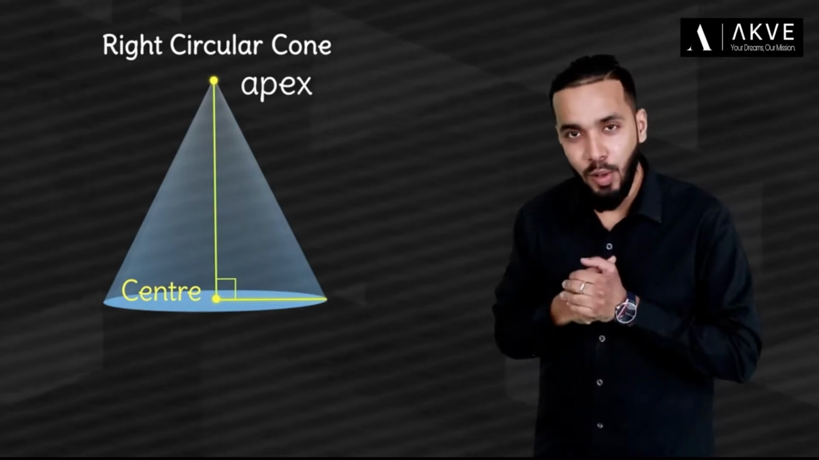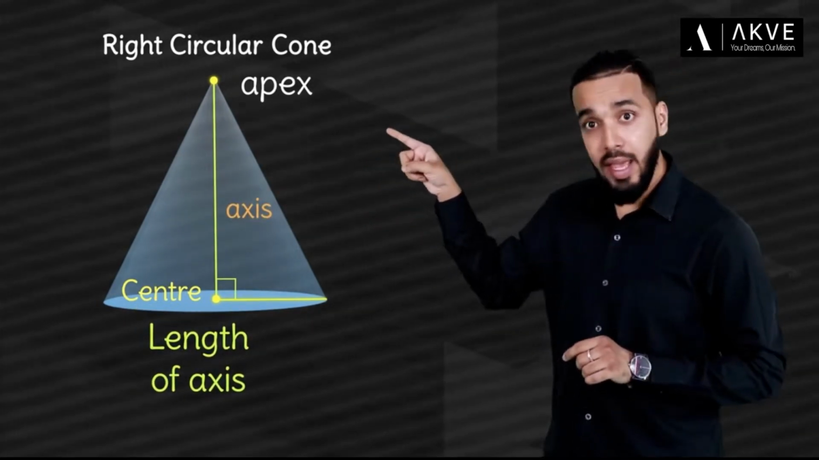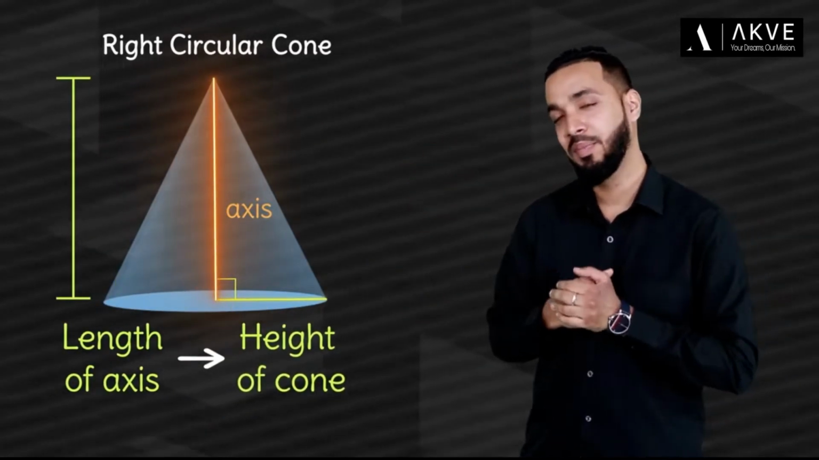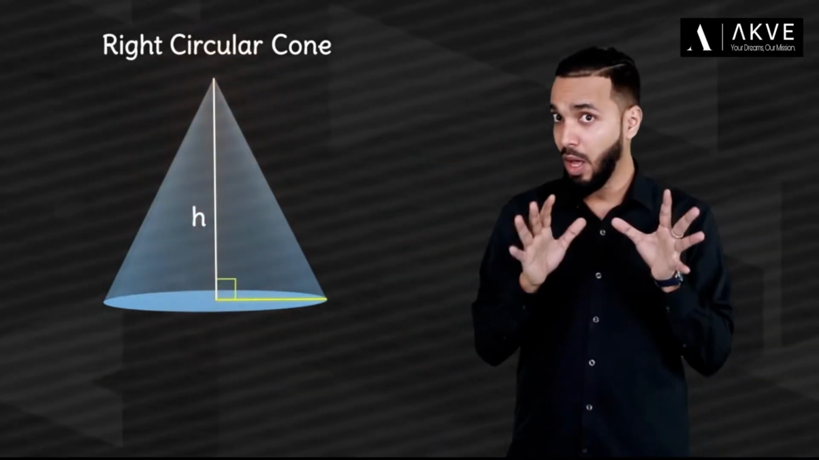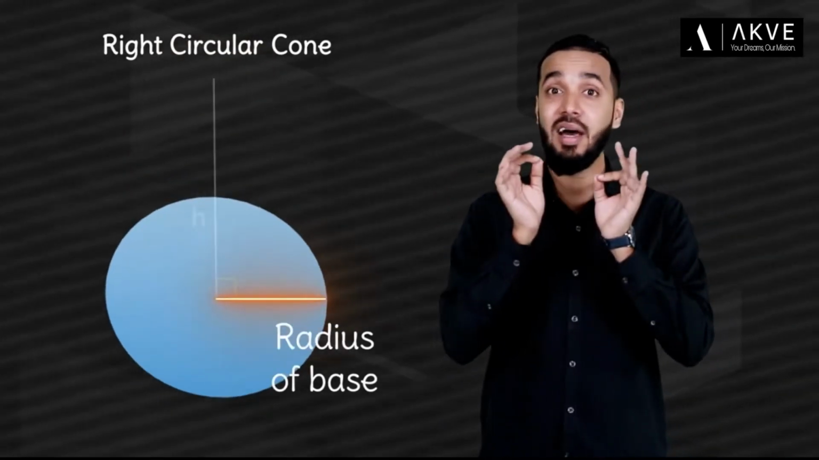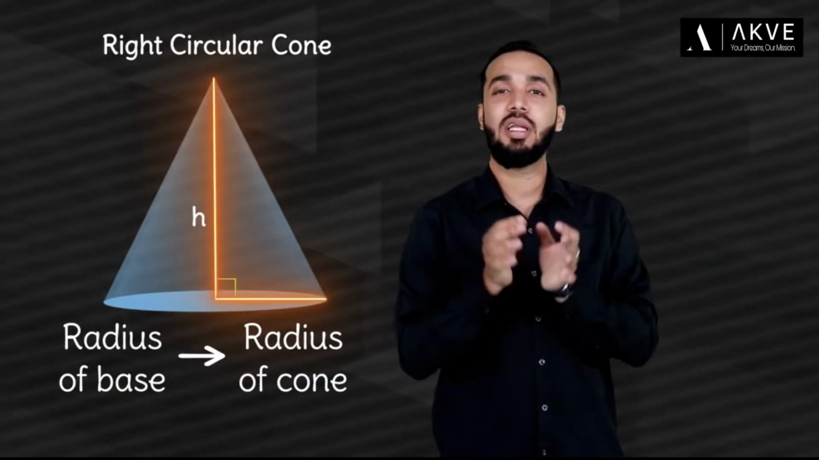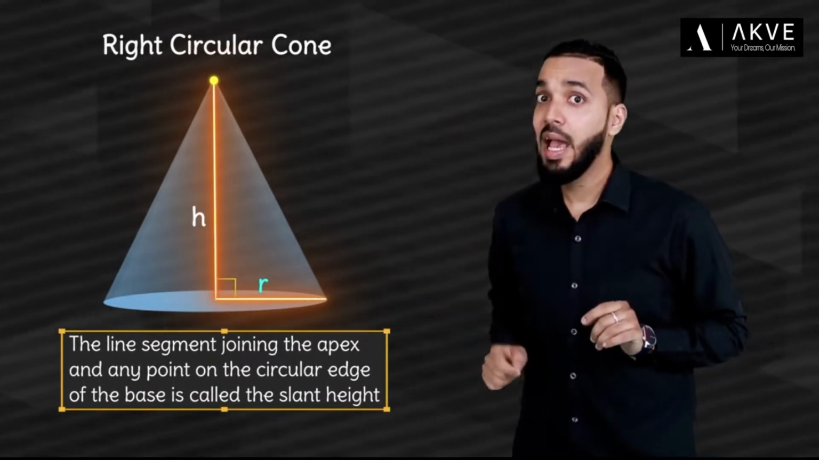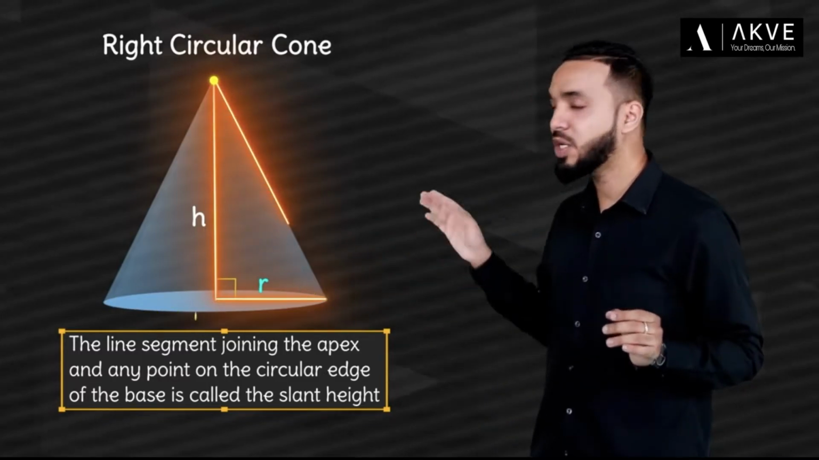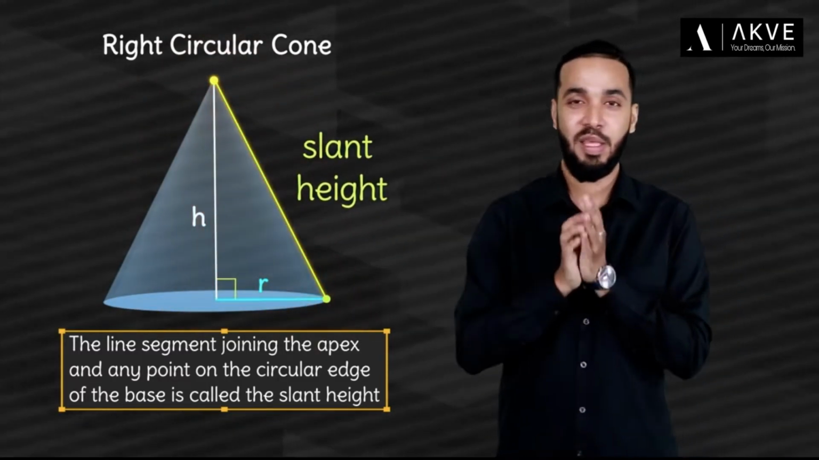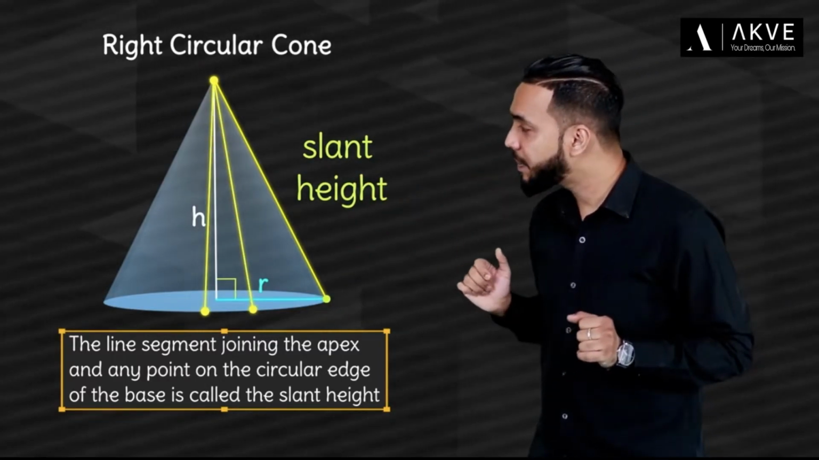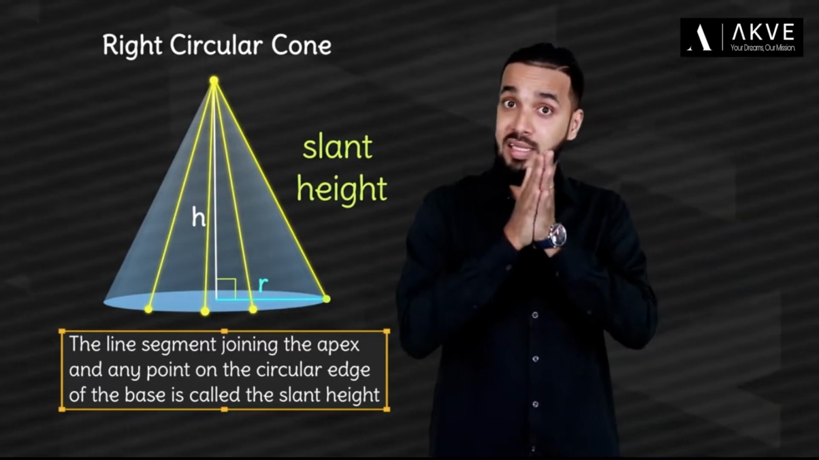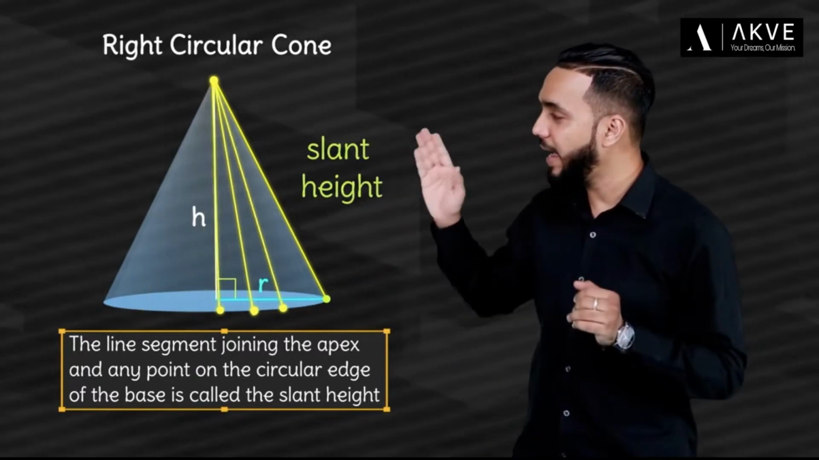So, in a right circular cone, the length of the axis from the apex to the center of the base represents the height of the cone, and it is usually denoted by h. Now, the radius of the base represents the radius of the cone, and it is usually denoted by r. And the line segment joining the apex and any point on the circular edge of the base is called the slant height. So, this line segment, even this line segment, represents the slant height of this cone. The slant height of a cone is usually denoted by l.